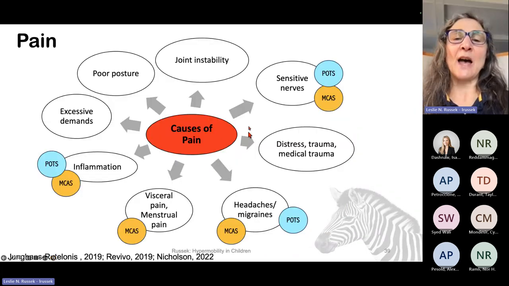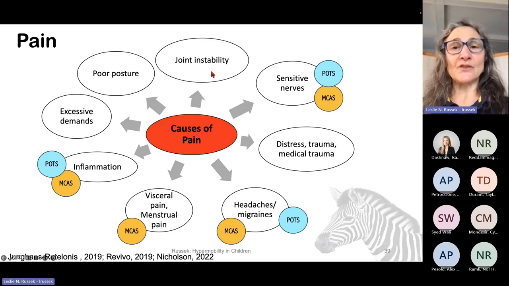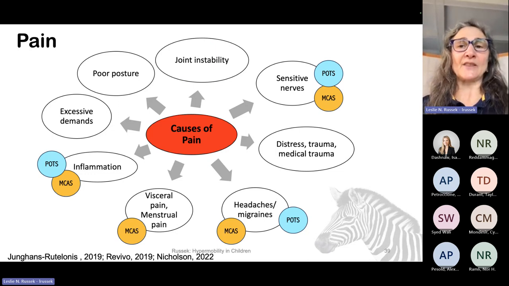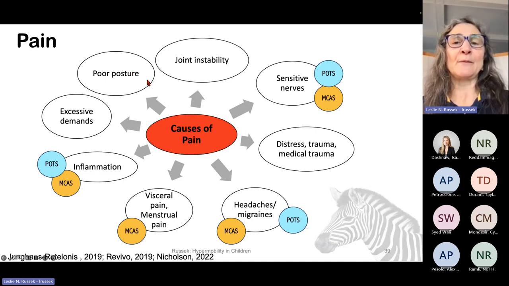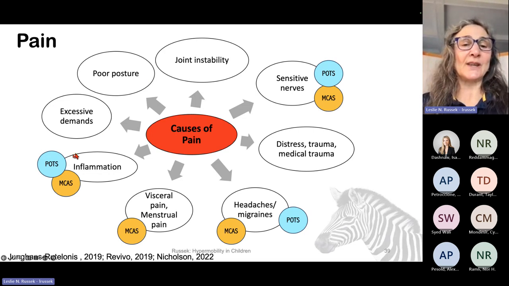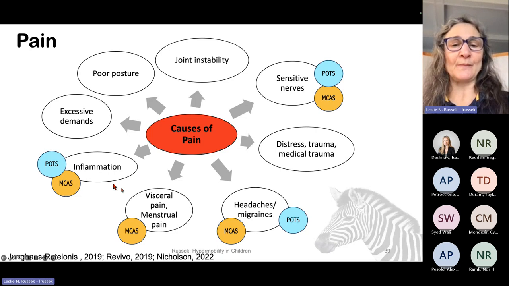So pain is another common complaint. We want to look at why they might have pain. Obviously, joint instability. If their patella is slipping out or their hip is slipping out, that's going to be painful. Posture can contribute to pain. They may have excessive demands. They may be trying to do too much. Systemic inflammation in POTS and MCAS will both contribute.